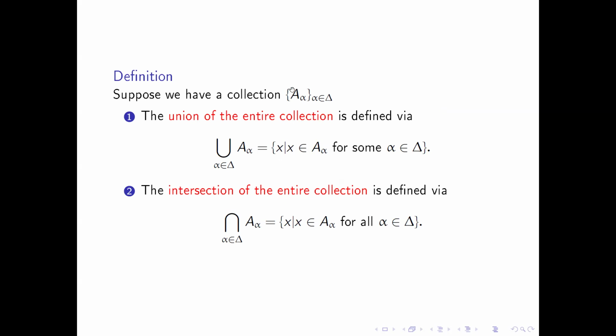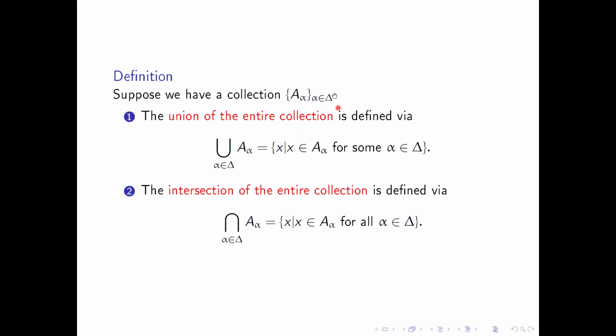So I'm going to have a collection of sets, A_alpha, where alpha is something in some other set delta. What do I mean by that? Delta could be, as you're used to, the integers, odd integers, even integers. It could be just some list of things. We're doing some kind of scripting to identify each and every one.